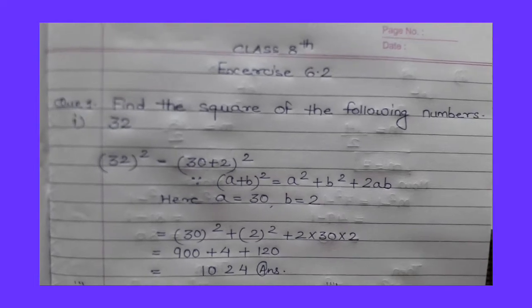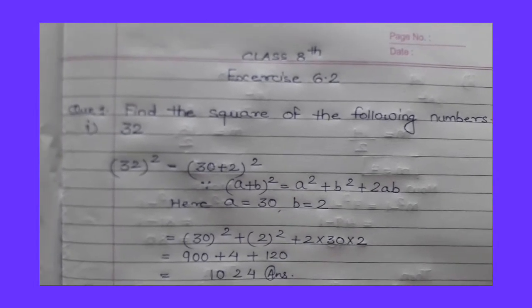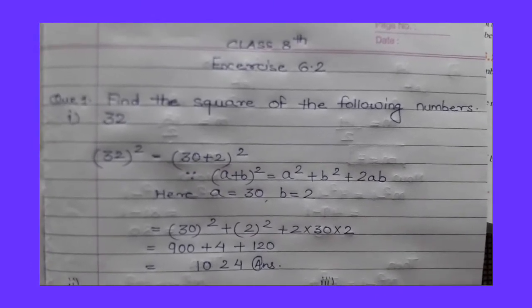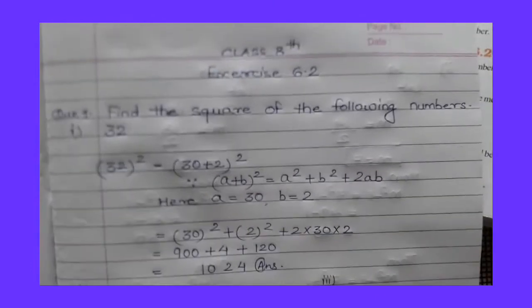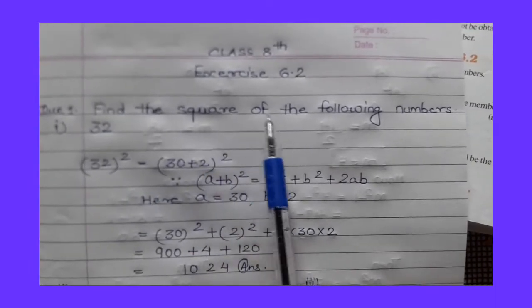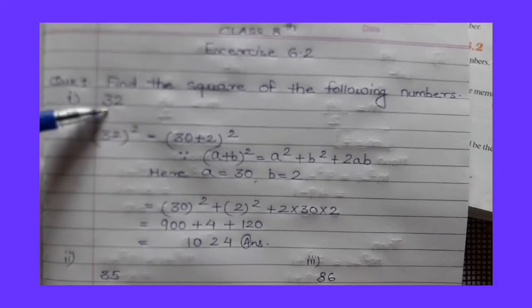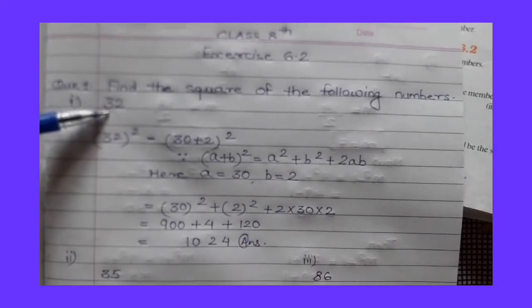Hello everyone. Now we'll do exercise 6.2 of class 8. Okay. First question is find the square of the following numbers. Like number is given to you. The first one is 32.